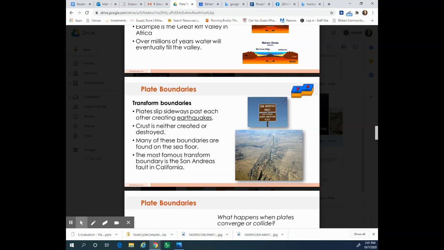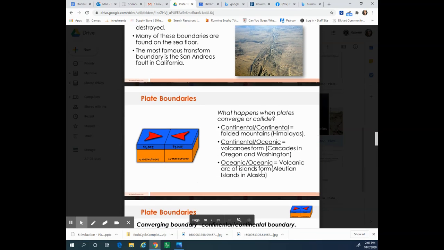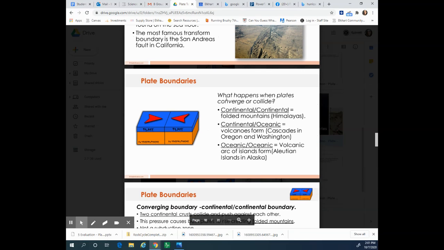Right here, you can see where that fault rubbed together, and it created kind of like a scar, right? But it's a scar on the earth and not necessarily your hand. Okay, now there are different ways that plates can converge or collide. You have continent to continent convergence.